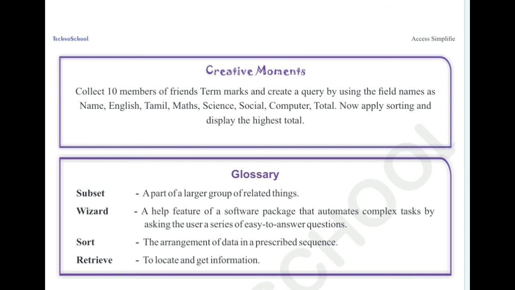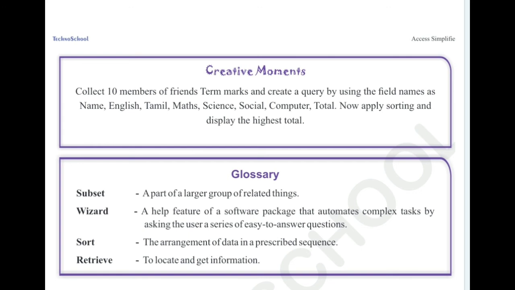Next one, glossary. Subset. We are going to see here the meanings of the words. Subset: a part of a large group of related things. Subset means there is a group of items, related things. Okay, a part of a large group of related items. Wizard: a help feature of a software package that automates complex tasks by asking the user a series of easy to answer questions. Wizard we can see in the Home tab. It is used by end users as a help feature of a software package that automates complex tasks by asking the user a series of easy to answer questions.